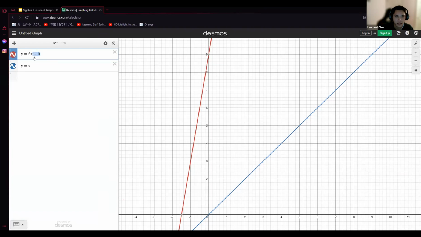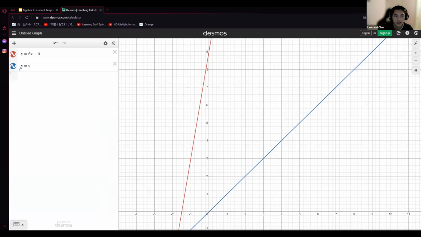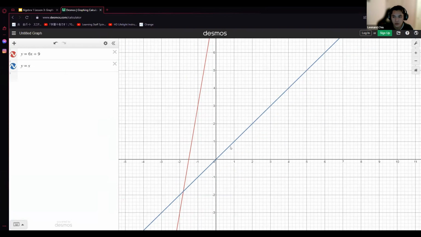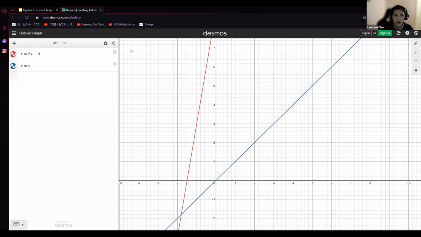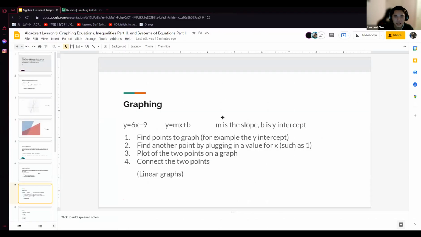So at the end, it's just shifted upwards. And we can see that the slope is much steeper than this one. You see how the red line is much steeper than the blue one. That's because the slope of the red line is greater than the slope of the blue line. So those are just small things to know about, like comparing them with different equations. All right, let's keep going.